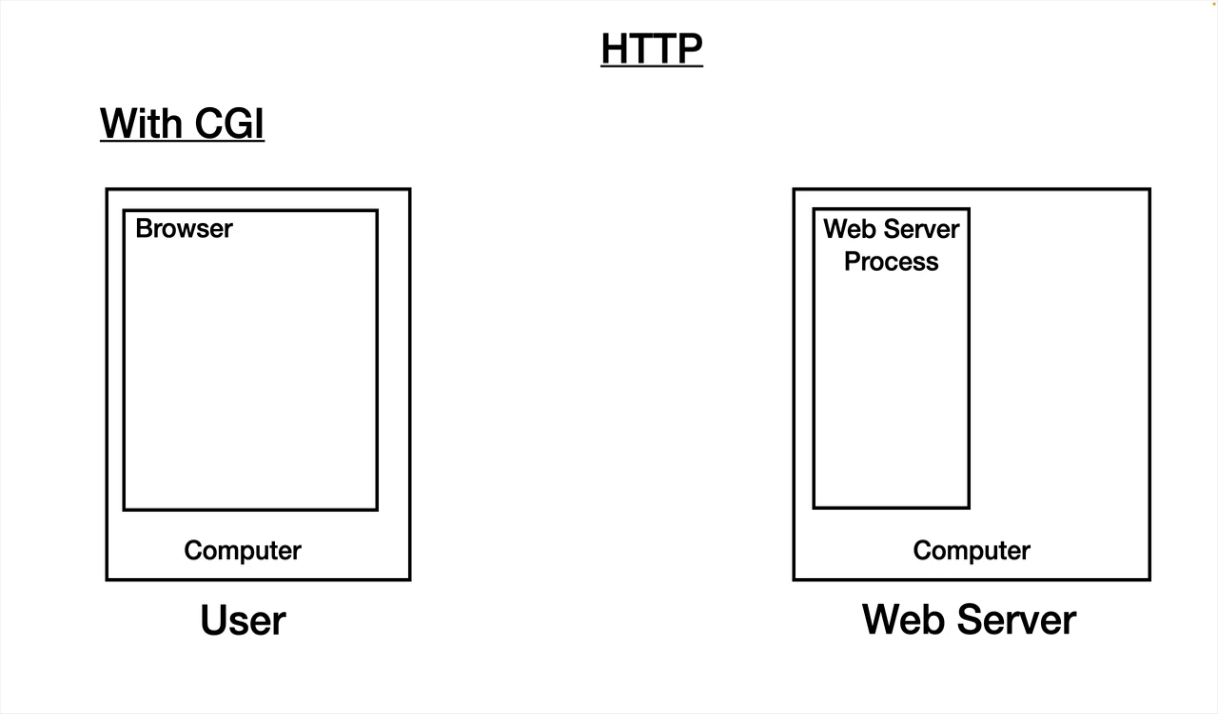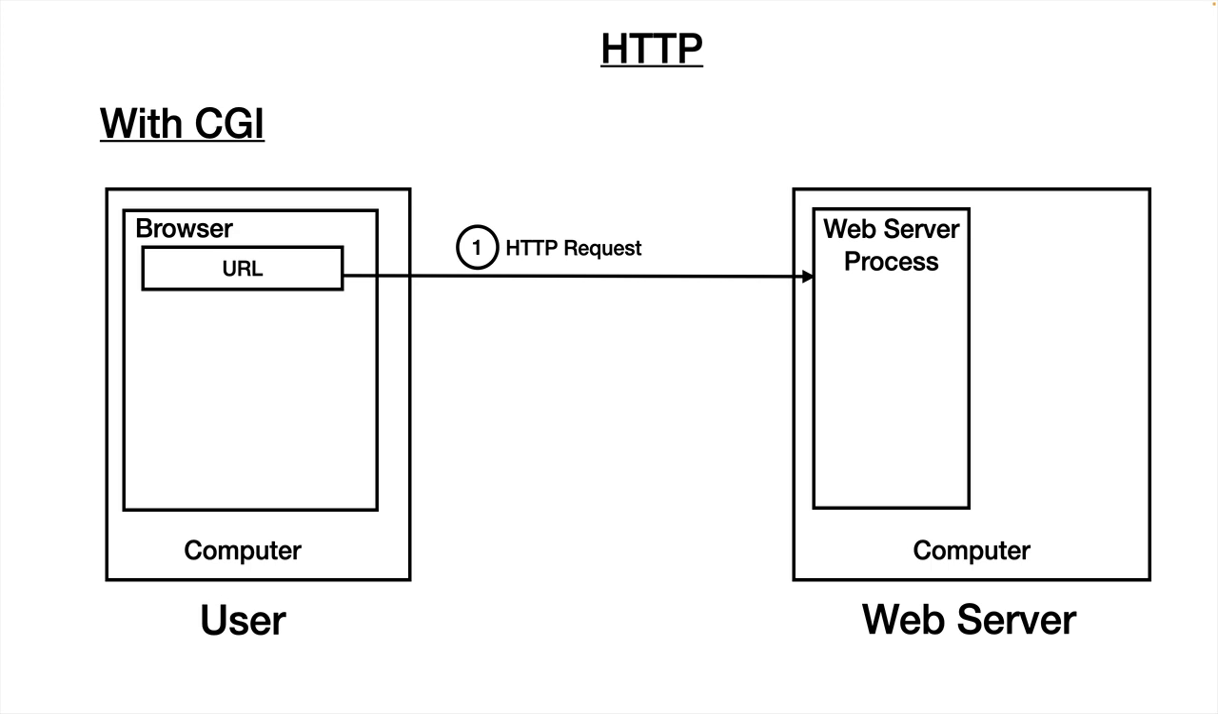And we start the process the same as before, which is the user types in a URL. And that generates an HTTP request to the web server. Now, since we're using CGI, instead of looking up a static HTML file, it's actually going to execute the CGI program on the computer. And the CGI program can be written in any language that can generate the HTTP response, which we'll look at here in a little bit.